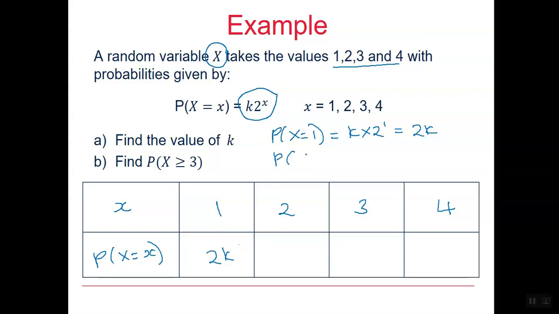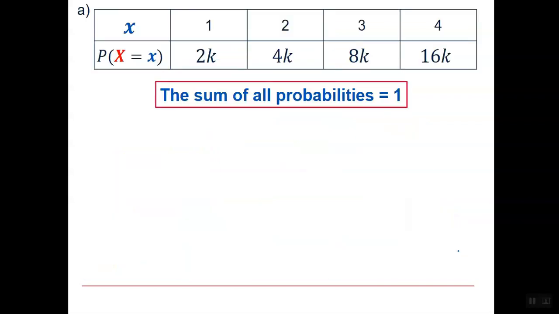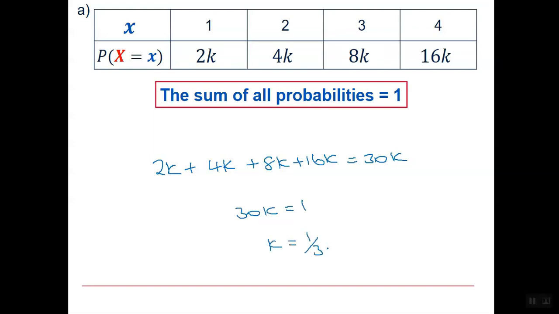We could repeat this for the probability that x is equal to 2. It would be k times 2 squared, which is equal to 4k. Here's our probability distribution again. Remember, one of our properties was that the sum of all the probabilities is equal to 1, so we can use this fact to work out the value of k. We know that if we add 2k, 4k, 8k and 16k, we will get a total of 30k. We know that 30k must be equal to 1, which gives us that k is equal to 1 over 30.